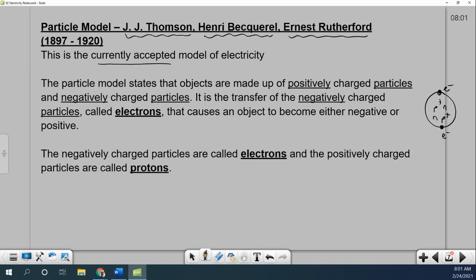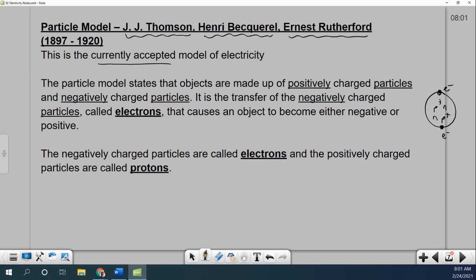So you've got some things that are positive, some things that are negative. The particle model says that everything's made up of these positives and negatives. And it is the transfer of the negatively charged particles, called electrons, that causes an object to become either overall negative or positive. And this is important. We transfer negative charges only. We're going to talk about this a whole bunch of times, so make sure you remember this is important.